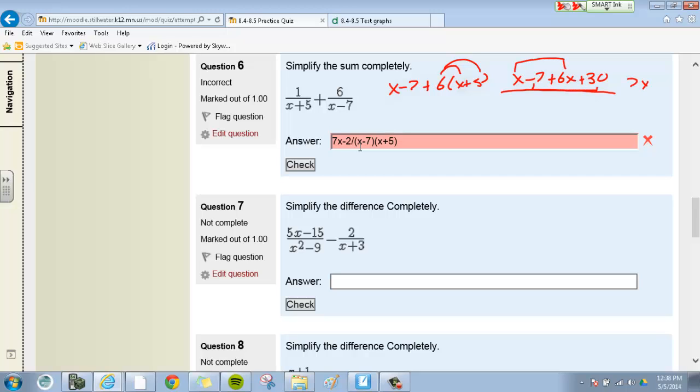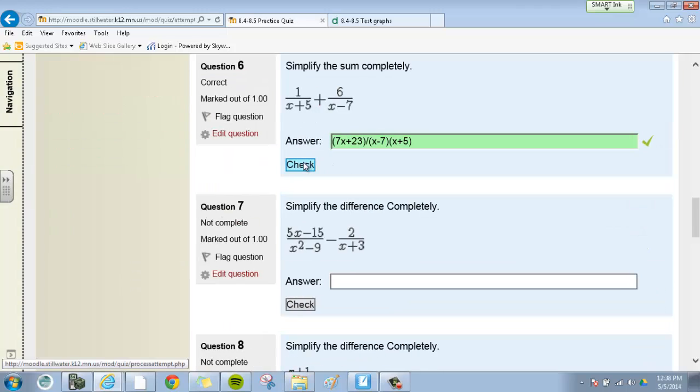Okay, so I got this right? I hope I got this right. So I got this, bring those together, I got my 7x, and bring the negative 7 and the 30 together, you get plus 23. Oh, okay. That's all over. See? That's why you want to take your time and not rush it like I just did. I'm rushing this and make mistakes, and then I get embarrassed. So 7x plus 23 over x minus 7, x plus 5.